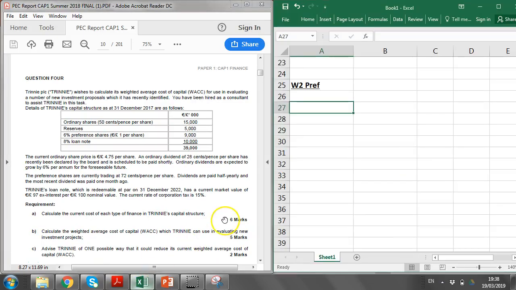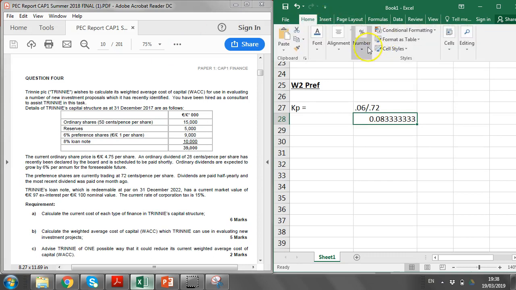Okay, so let's go back to the question. We have KP, as we'll call it, cost of the preference, is the dividend. Now remember how preference shares work. The dividend is a fixed 6% on the nominal value. It's not 6% of the price. It's always 6% of the nominal value, which is €1 here. So it's 0.06, which is 6% of €1, 6 cents. And you divide that by the price, which is 0.72. So 0.06 divided by 0.72 is 8.3%. So the cost of your preference shares is 8.33.